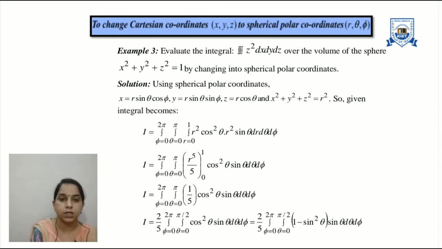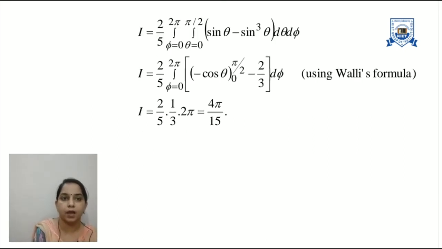Now continuing our integration as in previous questions, first of all I have integrated with respect to r. Then we get r to the power 5 upon 5, and putting the limits we have 1 by 5 cos square theta sin theta d theta d phi. After that I have changed cos square theta into 1 minus sin square theta to make my integration easier. Now we have the function of theta as sin theta minus sin cube theta.